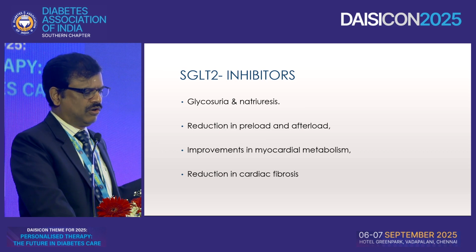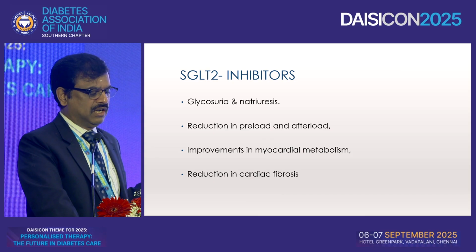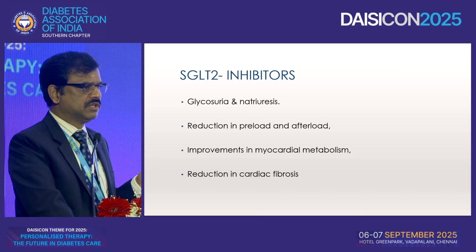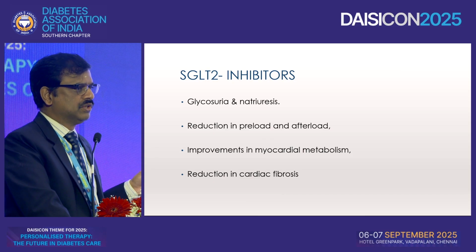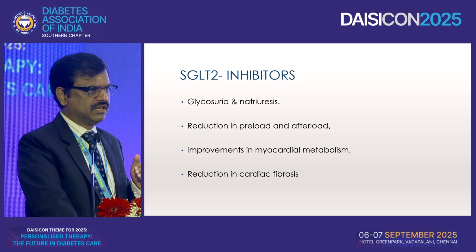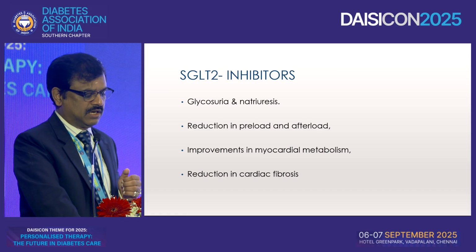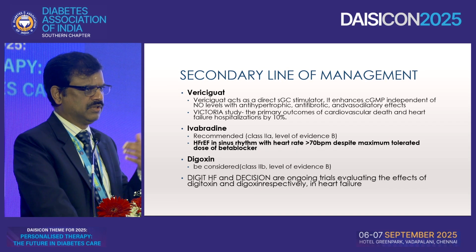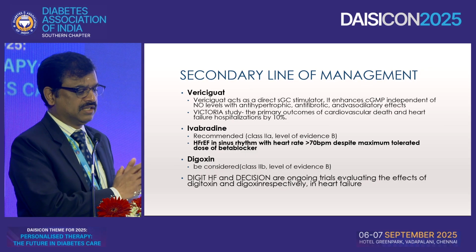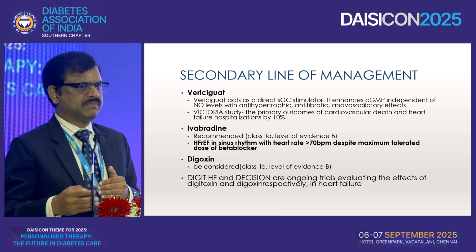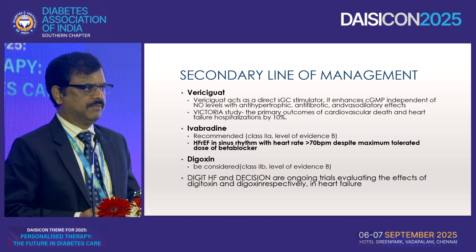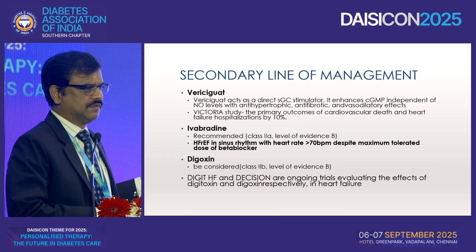SGLT inhibitors are a well-known drug that produces glycosuria and natriuresis. Apart from that, they also reduce the preload and afterload for the heart, improve myocardial metabolism, make the heart function in a proper manner, and also reduce cardiac fibrosis. These are the class 1 indications. I am going to talk about the second line, because patients may have kidney disease where you can't uptitrate RNE, so you have to look for a second line of medications.